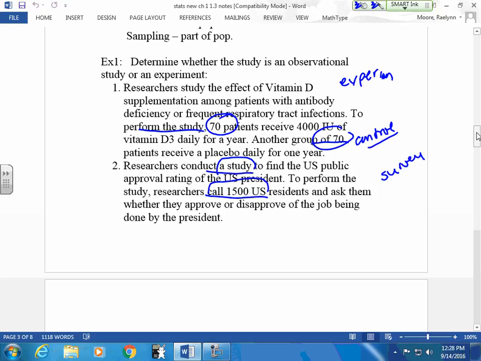Is this a census or a sampling? Census is your whole population. Sampling is a sample. It could be either. We don't know if they have 1,500 residents in their town only. Probably not. Probably a sample from a bigger population. But either way, they're surveying.